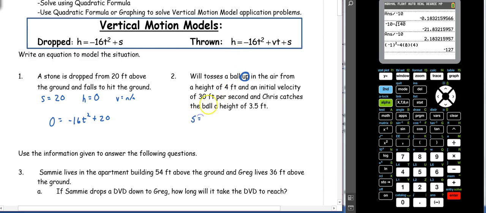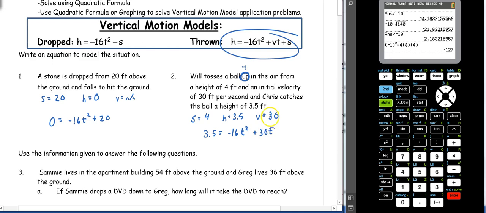So our start height is 4, that's where the ball started at. The end height is 3.5, that's where it was caught. And in this case, we do have a velocity. It's going to be positive because the ball was thrown up, so our velocity is going to be 30. So I can substitute into the throw equation, which is h equals negative 16t squared plus vt plus s. So we have 3.5 equals negative 16t squared plus 30t plus 4.